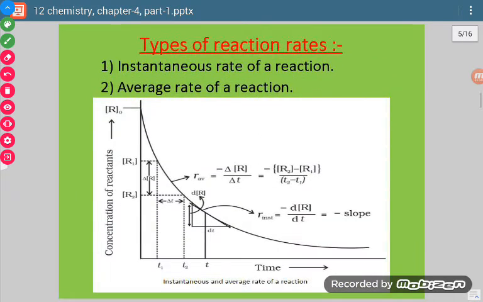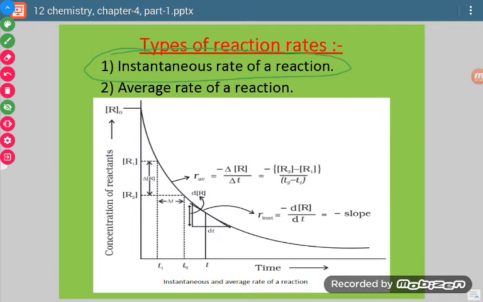Okay. Now, how many types of reaction rates are there? So we can determine two types of rates of reaction. One is instantaneous rate of reaction and second is average rate of reaction. Now, how do we define it? Instantaneous rate of reaction means the rate of a reaction at a particular instant of time.